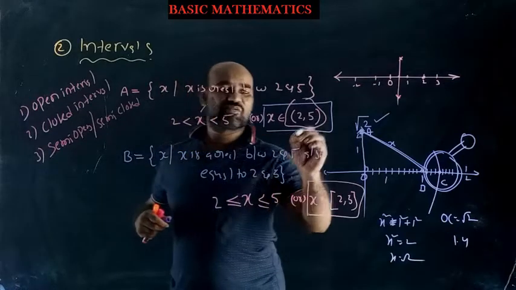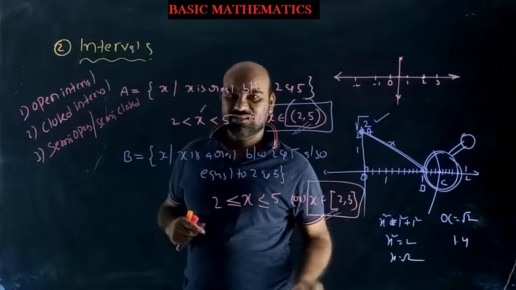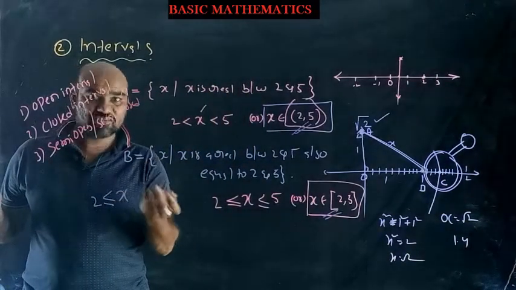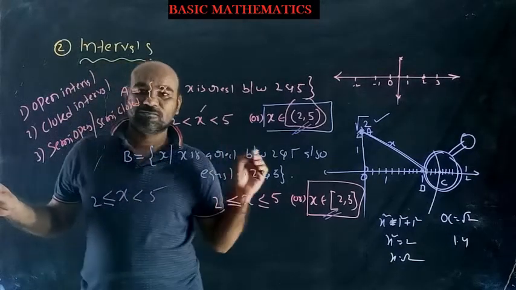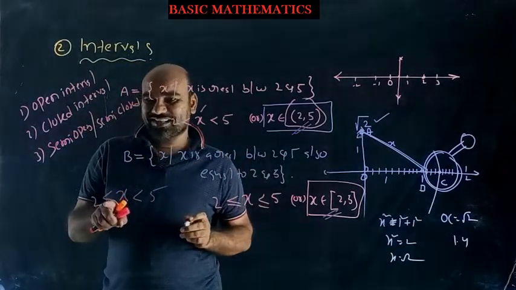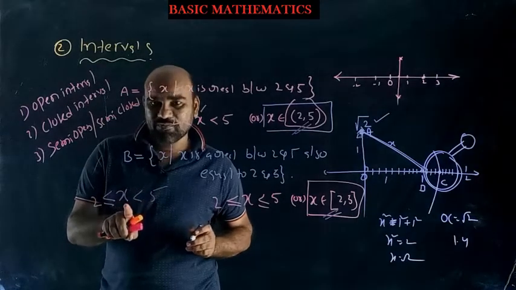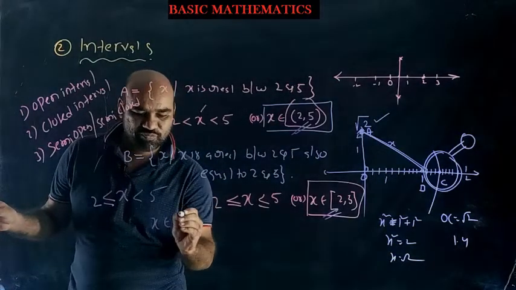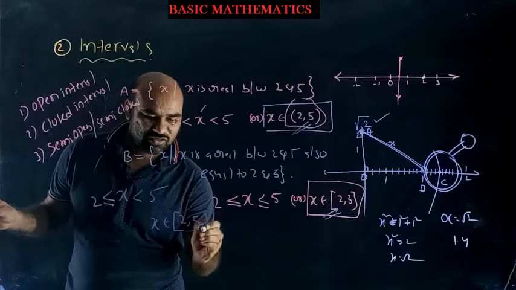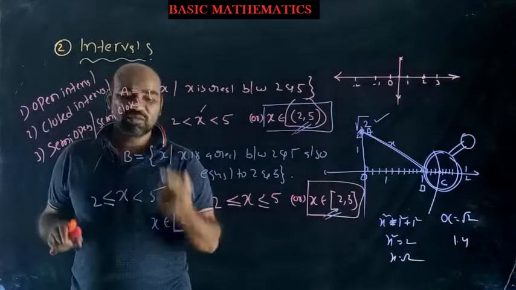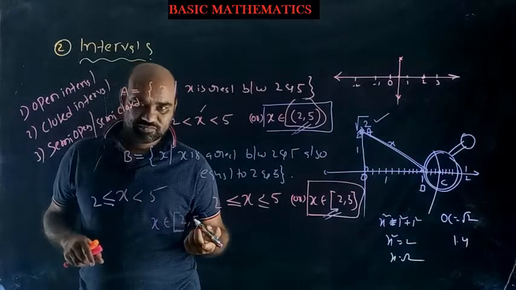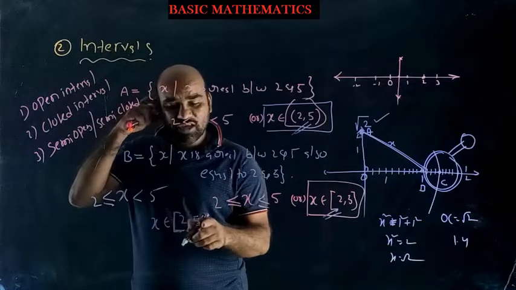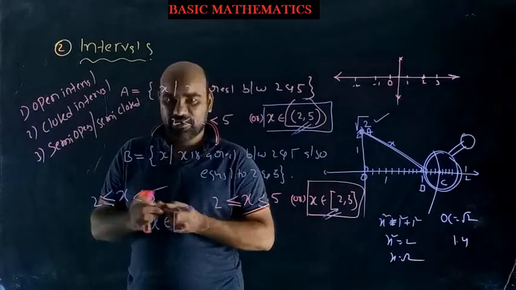This is an example of an open interval. This is a closed interval. For example, x is greater than or equal to 2, so the x value is 2 or more than 2, and less than 5. You can read it as 2 less than or equal to x less than 5. It means x is a real number that lies between 2 and 5 and is equal to 2. You can write this as x belongs to [2, 5). This belongs to the semi-closed or semi-open concept. x belongs to [2, 5) means x is a real number between 2 and 5 including 2 but not including 5, excluding 5.